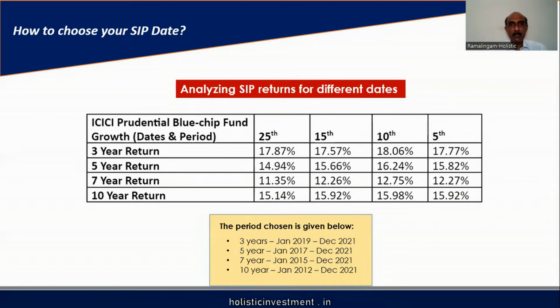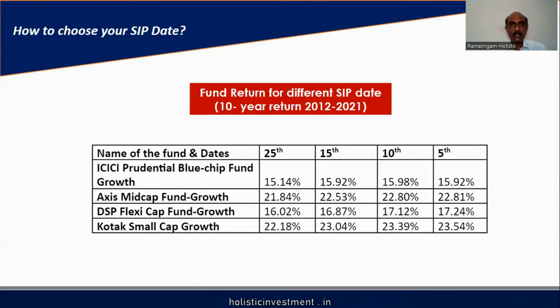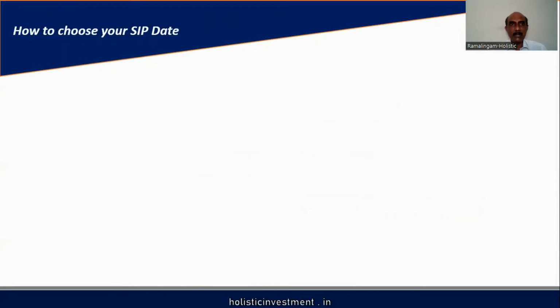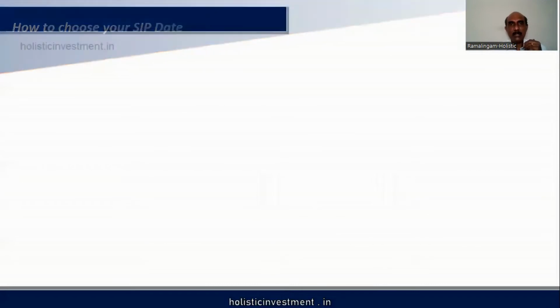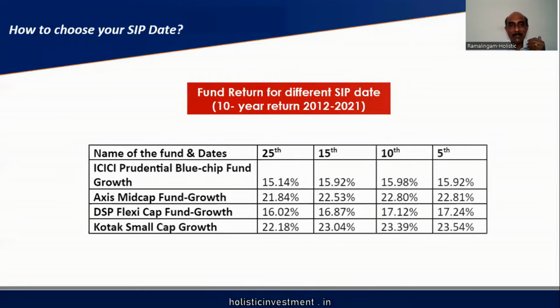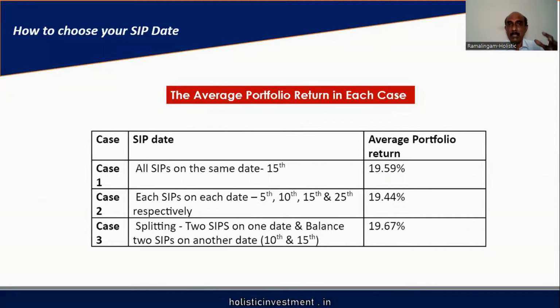If someone is doing an SIP in all the funds, what is the kind of return this fund has delivered? If you look at it, on 15th, if someone is doing all the SIPs, 19.59% is the return. There is also another set of people who claim that when we do an SIP, spread the SIP also in different dates.